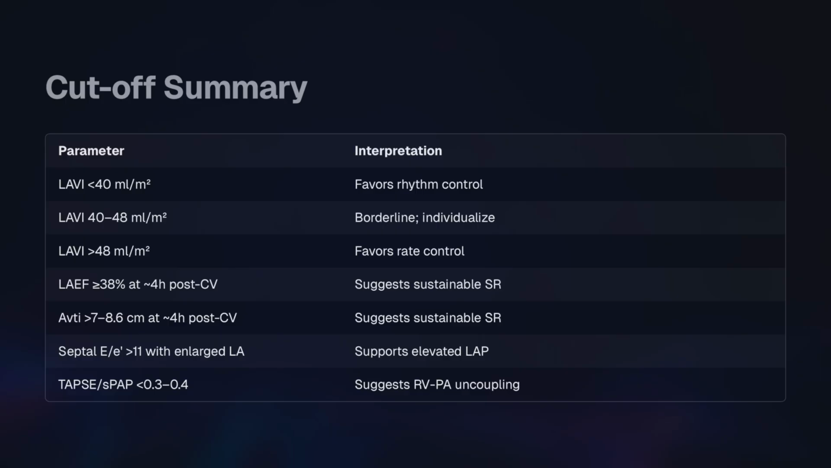Now there are some cutoffs. You can go through this. They help us in understanding, through the values, which method we should be using and what is the probable prognosis. So each has its interpretation. You can take a screenshot and see what it means.